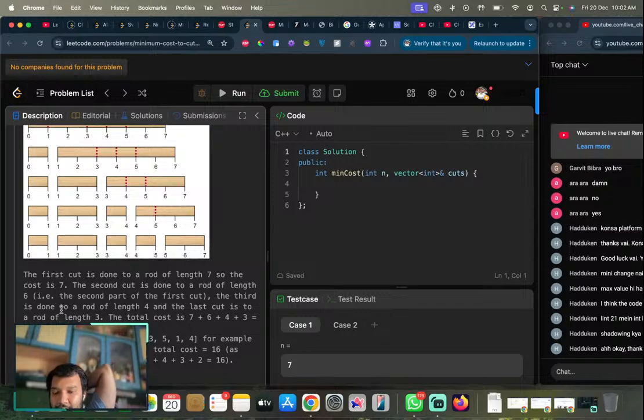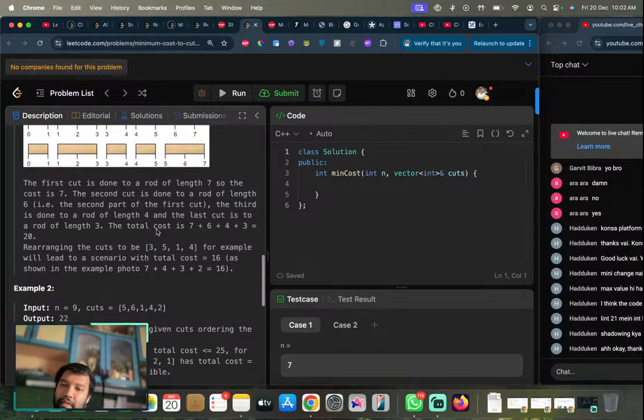The third cut will be done to a rod of length 7 minus 3, 4. So 4. The fourth cut is done.